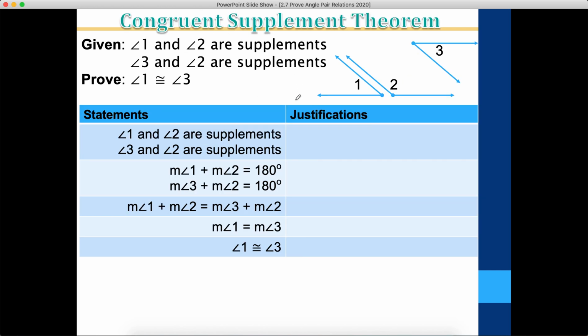Let's next look at the congruent supplement theorem. We're looking at 1 and 2. 1 and 2 are supplementary. Angles 3 and 2 are also supplementary. I've tried to scale them in such a way that it looks like that's the case, but just take my word for it that 2 and 3 are supplementary.